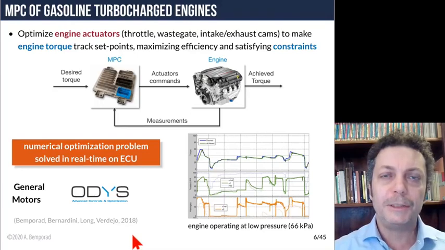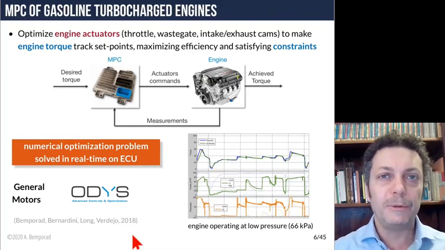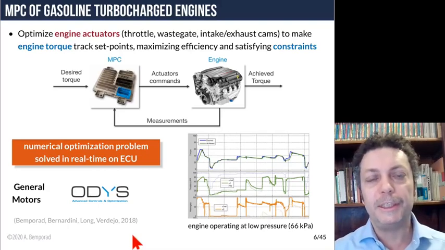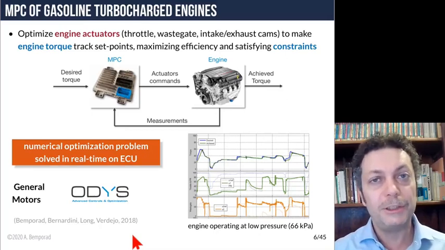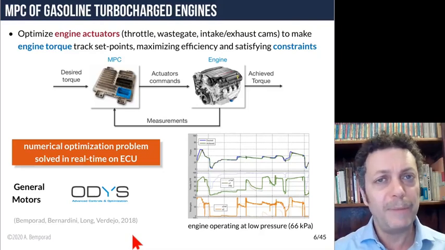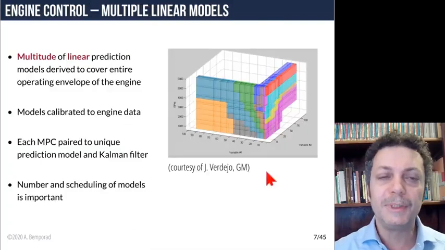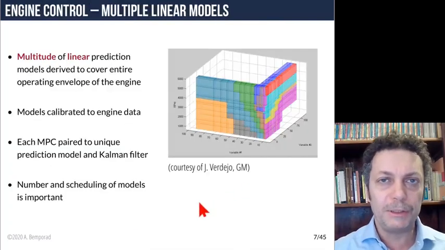So for a gasoline turbocharged engine, you want to design a controller that is able in real time to generate signals for the throttle, wastegate valves, and the intake and exhaust cams. The task is to achieve a certain engine torque while maximizing efficiency and satisfying a series of constraints that you have in the problem. Now, how did we address and solve this problem?